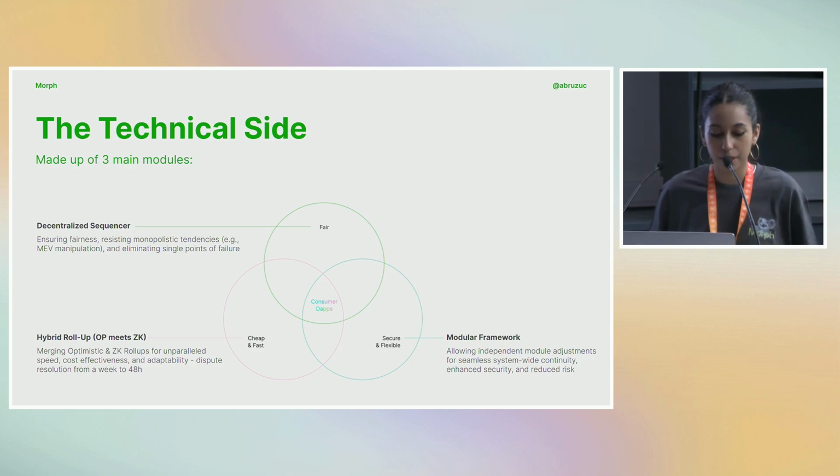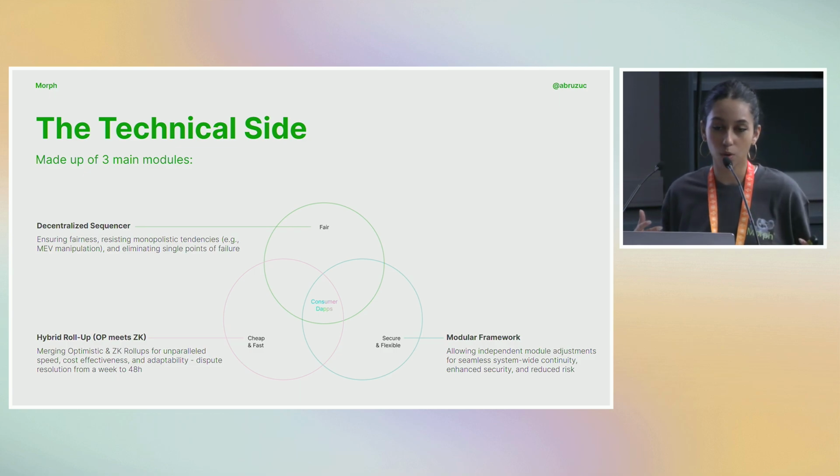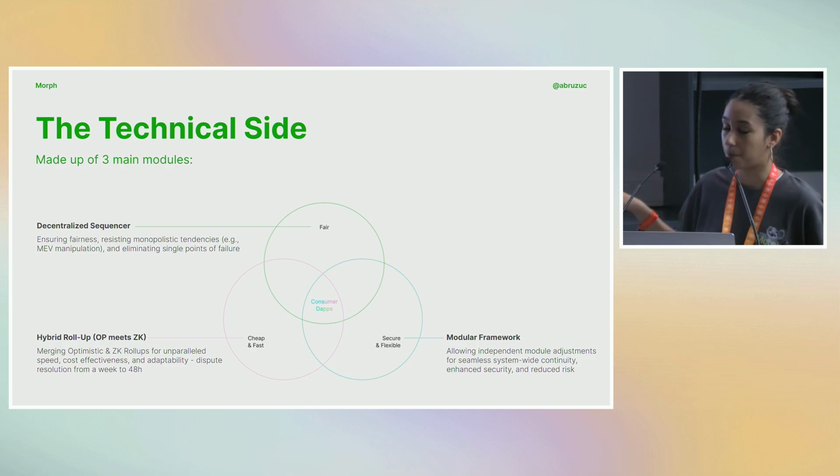So we basically have the decentralized sequencer network. We have a hybrid rollup, OP meets ZK. We are approaching a fully ZK rollup after mainnet. And we have a modular design.